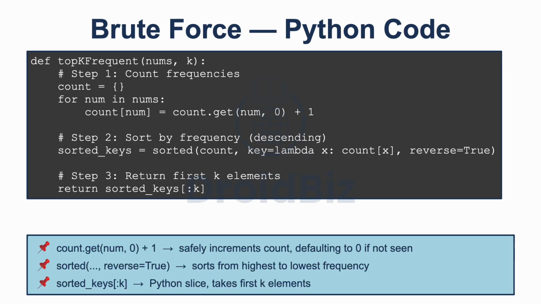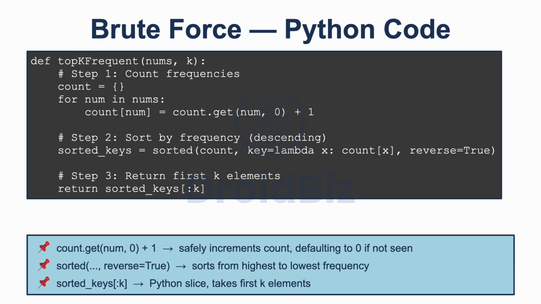Here is the brute force solution in Python. Our function is called topKFrequent, and it takes nums and k as inputs. Step 1. We create an empty dictionary called count. We loop through every number in nums. For each number, we use count.get with a default of 0, then add 1. This safely increments the count whether or not the number has been seen before.